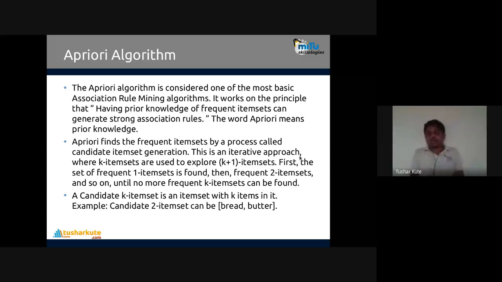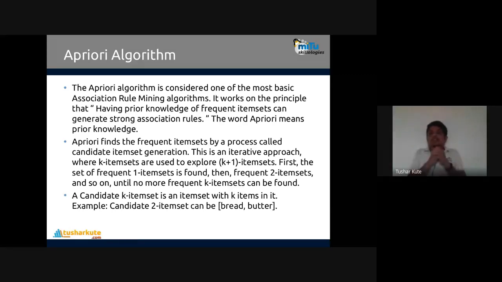So Apriori means having prior knowledge. Having prior knowledge of frequent item sets, based on that the strong association rules are formulated. Apriori finds the frequent item sets by a process called candidate item set generation. This is an iterative approach where k item sets are used to explore k plus 1 item sets.